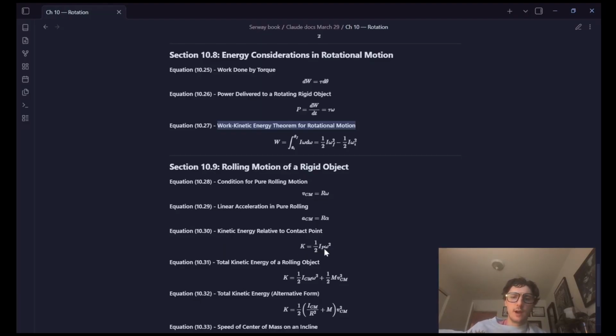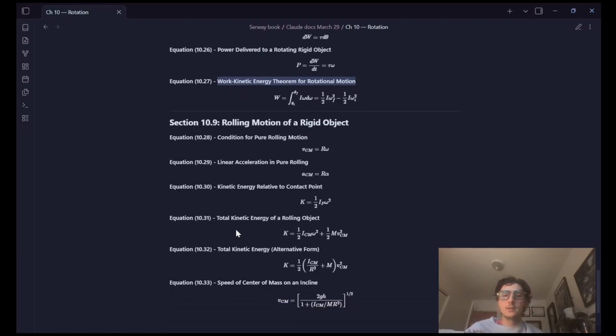Kinetic energy relative to contact point. Kinetic energy is 1/2 I_P omega squared. I don't know what this is. I'm going to skip it. But I_P is interesting.